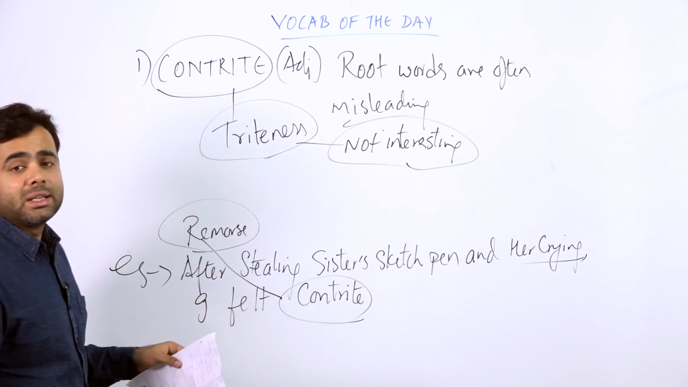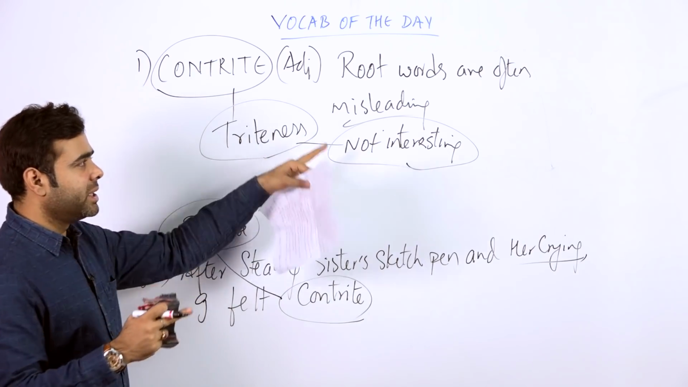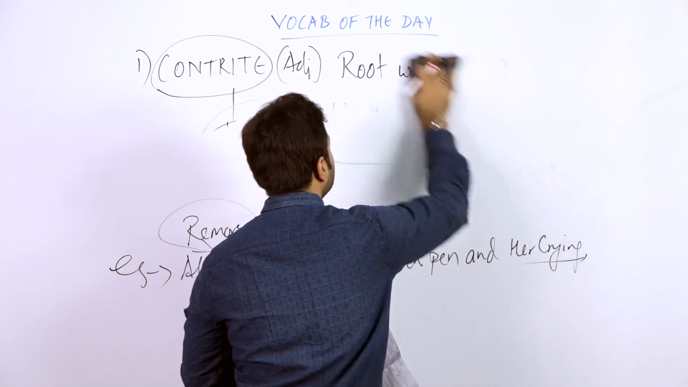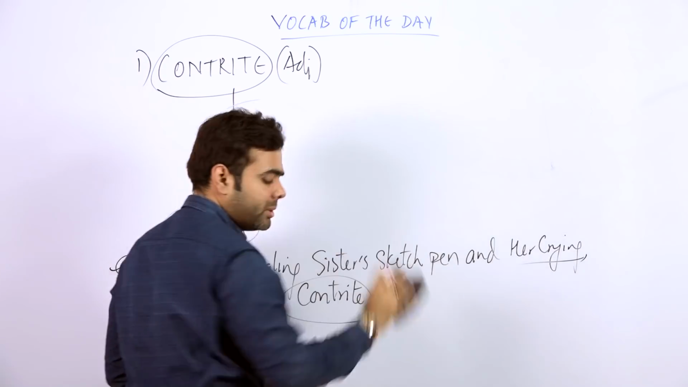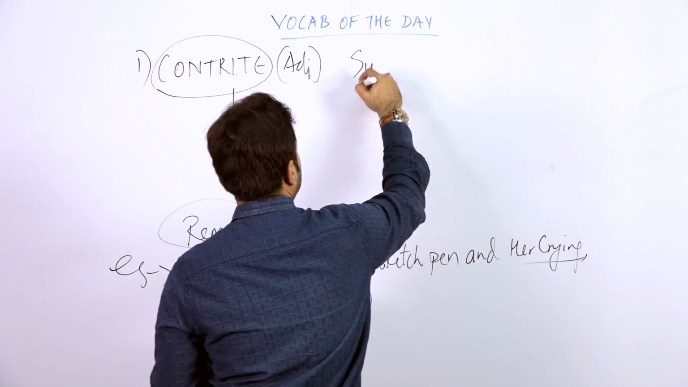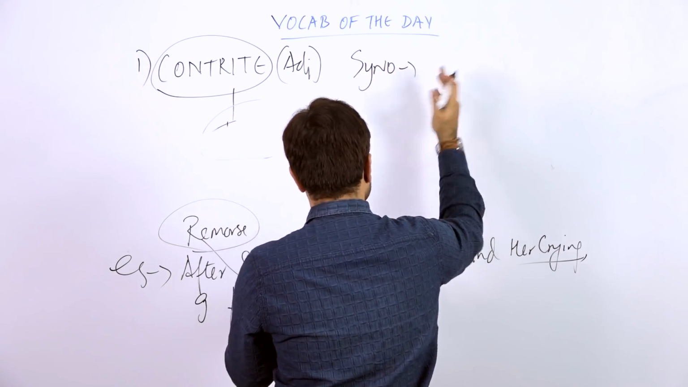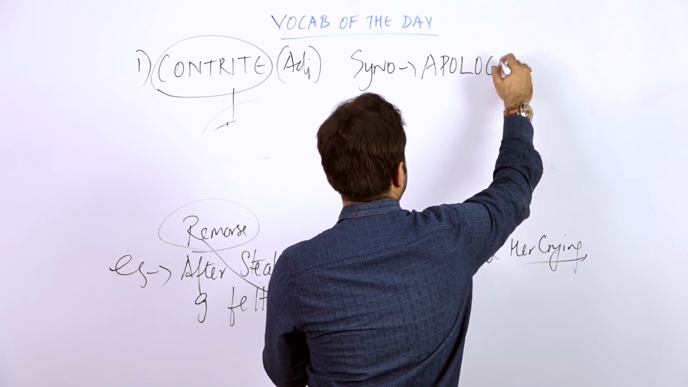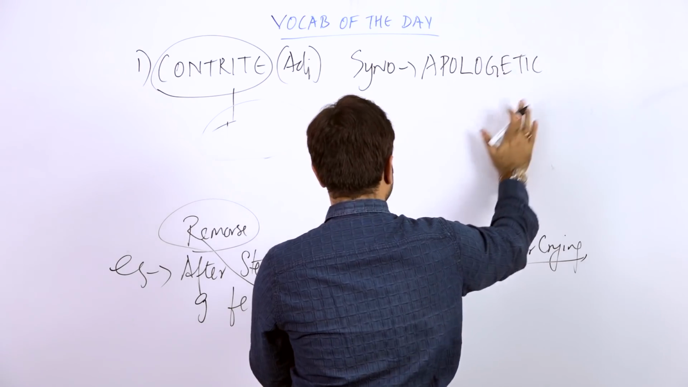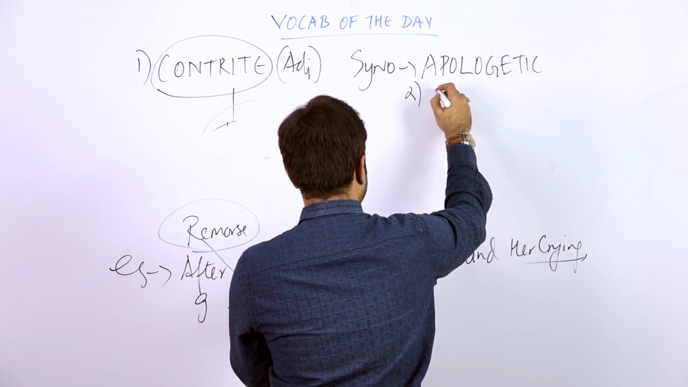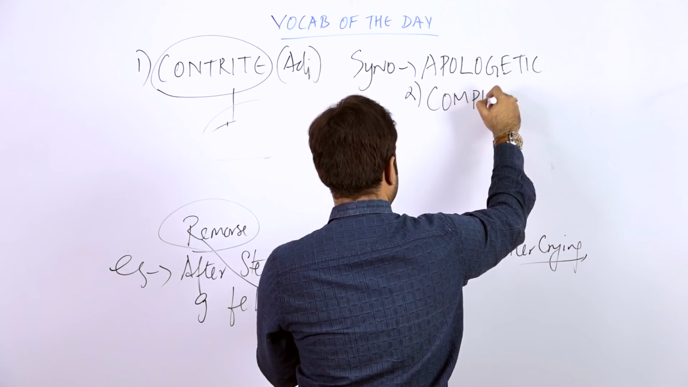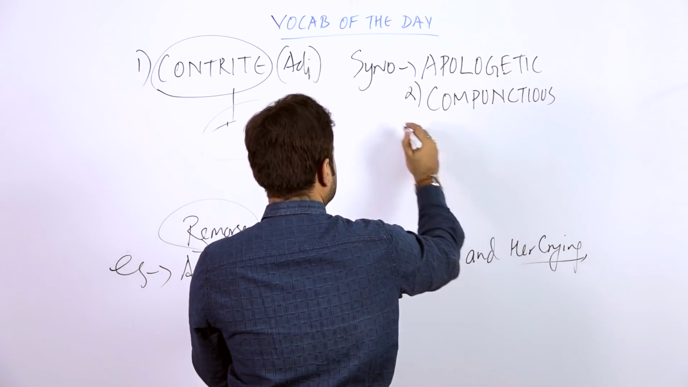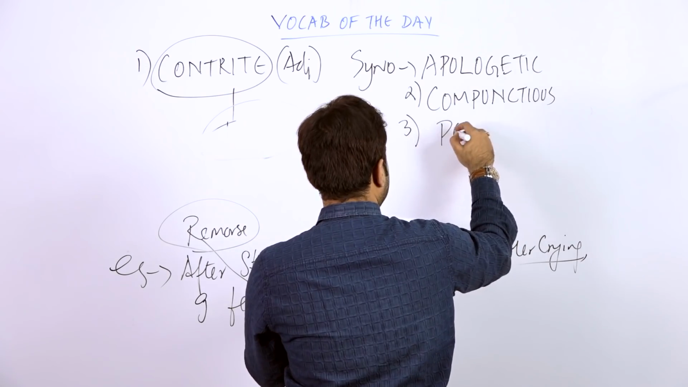I'm going to write the synonyms. So better you take the screenshot of this thing and the sentence, but I'm going to write the synonyms, so I have to make the place here. So students, what are the synonyms that we are going to discuss about the word contrite? The first word you can simply take is apologetic, apologetic. Fine. Second word you can take is compunctious, compunctious. Third word you can take is penitent.